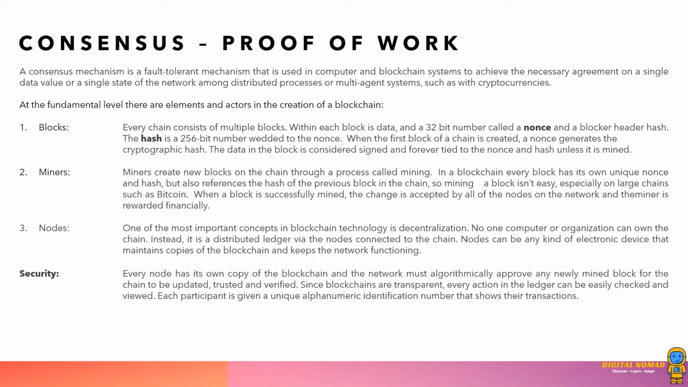Miners create new blocks on the chain through a process called mining. In a blockchain, every block has its own unique nonce and hash, but also references the hash of the previous block in the chain, so mining a block isn't easy, especially on large chains such as Bitcoin. When a block is successfully mined, the change is accepted by all of the nodes on the network and the miner is rewarded. Mining requires large amounts of energy to validate the network.